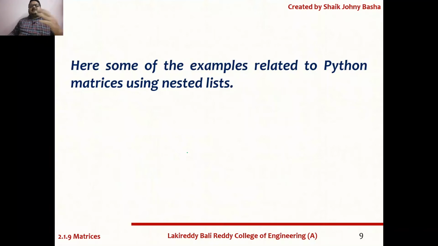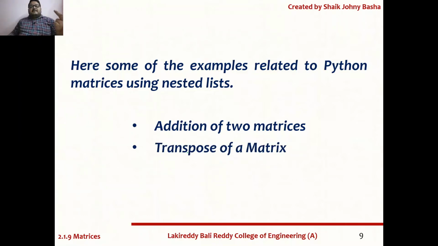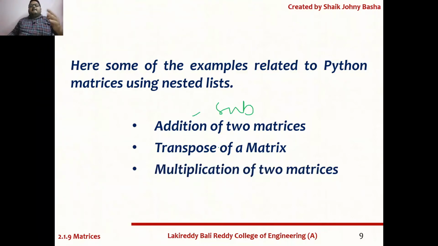Some examples related to Python matrices using nested lists are addition of 2 matrices, transpose of a matrix. We have subtraction also, and the most important one, multiplication of 2 matrices. These examples I will discuss in the next videos.